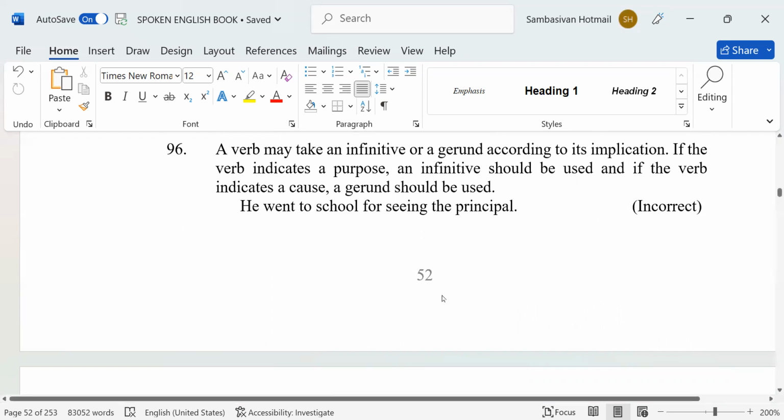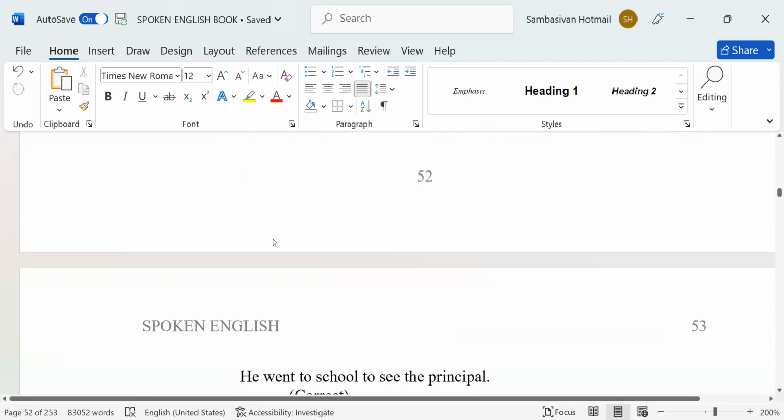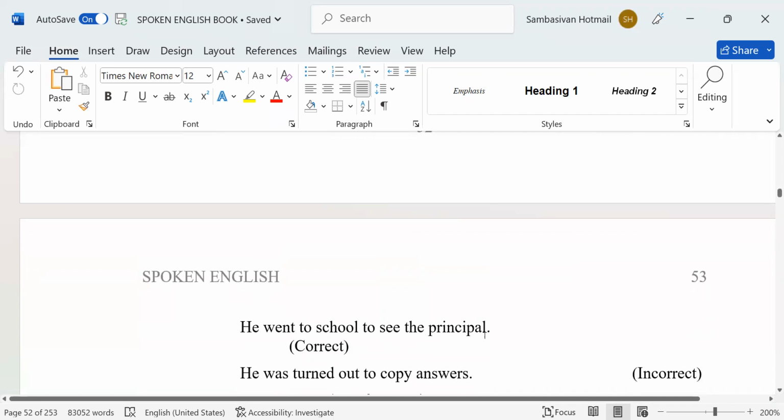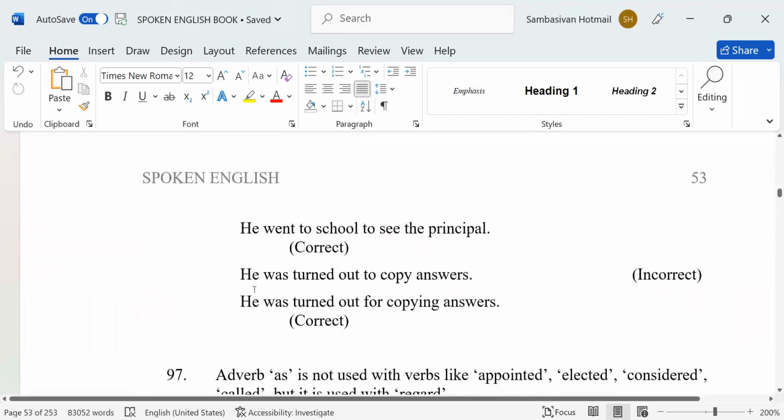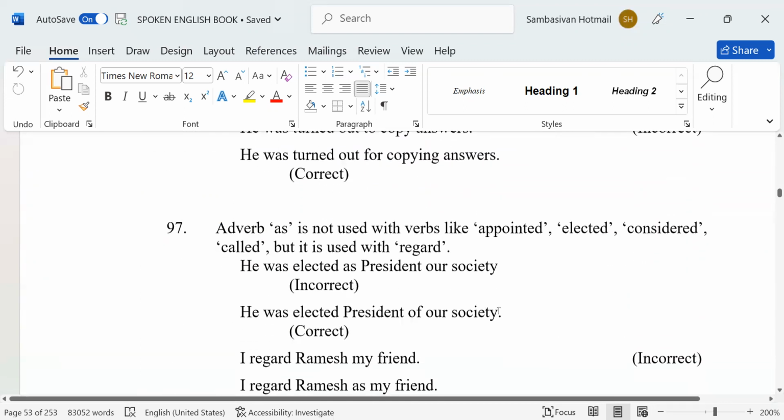A verb may take an infinitive or a gerund according to its implication. If the verb indicates a purpose, an infinitive should be used, and if the verb indicates a cause, a gerund should be used. Gerund means ing. He went to school for seeing the principal. Incorrect. He went to school to see the principal. Correct. He was turned out to copy answers. Incorrect. He was turned out for copying answers. Correct.